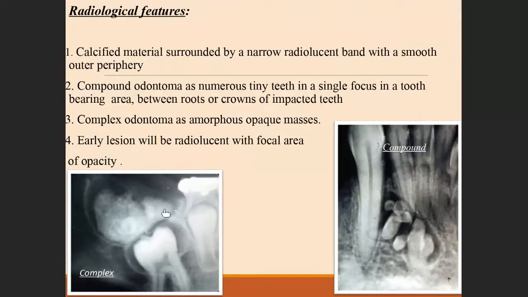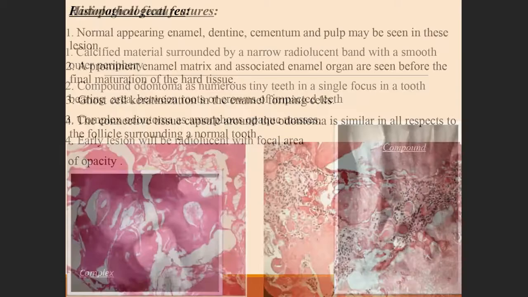Now, these odontomas, radiographically, have three phases. Initially, it appears radiolucent. Slowly, it has a mixed appearance. Then it becomes radio-opaque, surrounded by a radiolucent rim. So this is the radiographic appearance.